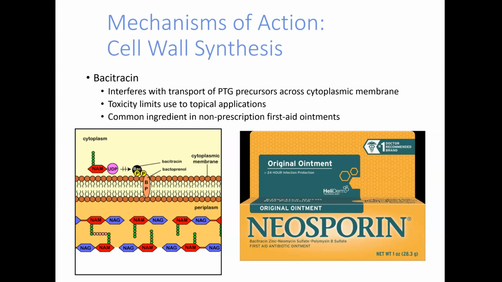Our last example of a cell wall targeted antibiotic is bacitracin. You probably know it as Neosporin. The generic, of course, is called bacitracin. Again, it's toxic if taken orally, so you really should only take it topically. There's no oral bacitracin drug, but it's kind of cool how it works.